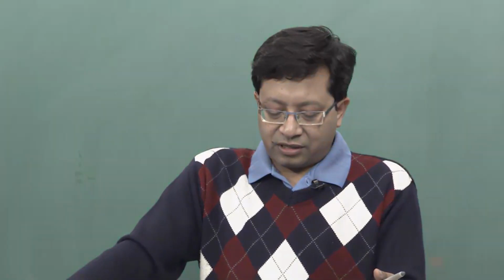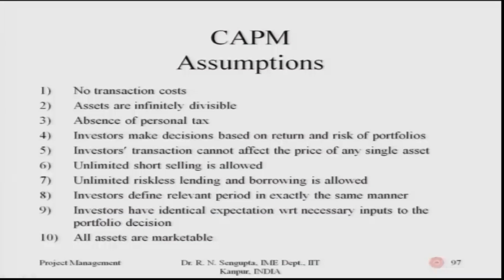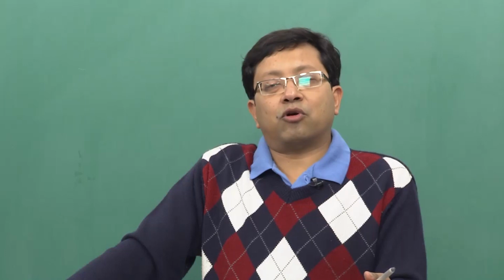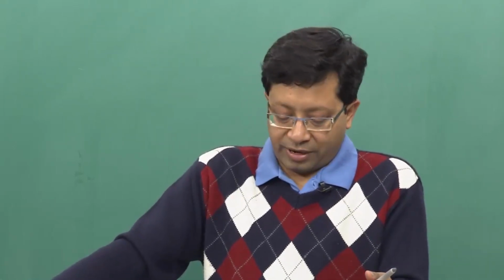Unlimited riskless lending and borrowing is allowed, which means that you can borrow from the market, which is the bank interest rate. If you remember, I have discussed RF, R suffix F. Riskless lending and borrowing is allowed. That means you can go to the bank and borrow, and you can also go to the bank and lend. That means put your money in the bank.